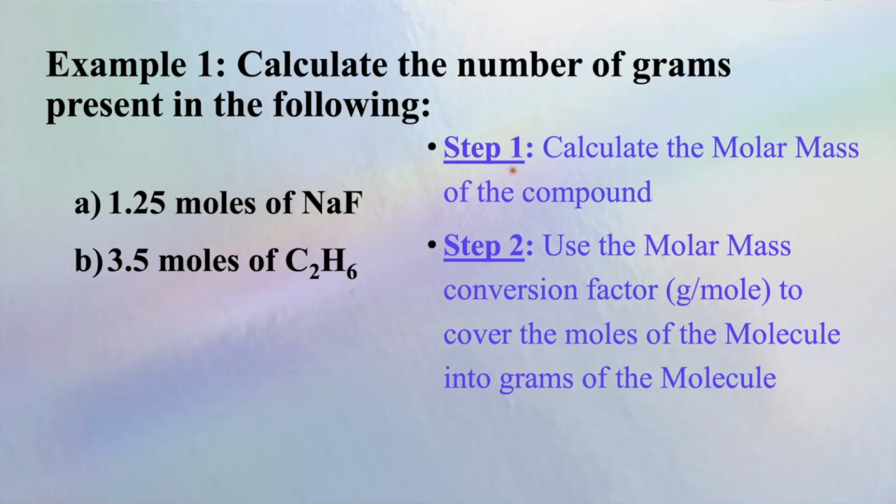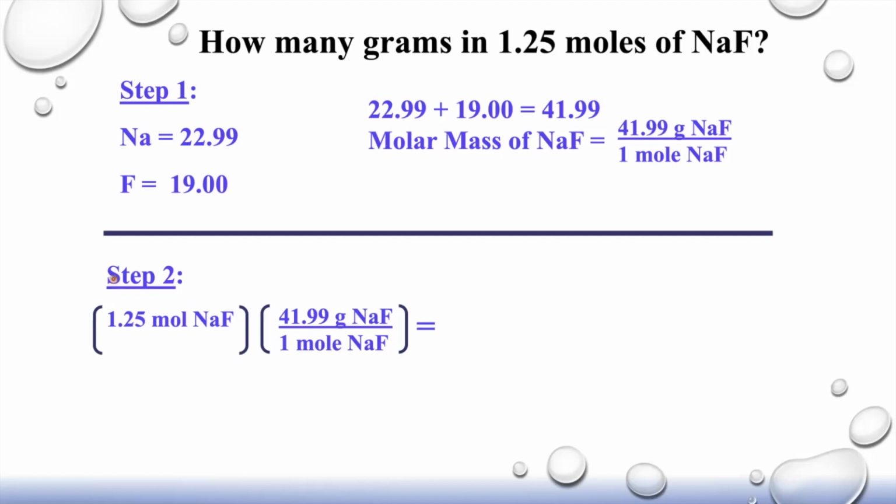In order to do this, first we need to calculate the molar mass. The molar mass is going to be the atomic mass of sodium plus the atomic mass of fluorine. Put them together, you get the molar mass. Step number two, use that molar mass calculation, that answer, to derive a conversion factor. And that conversion factor label is grams per mole. We're going to talk about that on the next page. These two steps will also apply when I do the next example, B. So let's start with example A. How many grams in 1.25 moles of sodium fluoride?